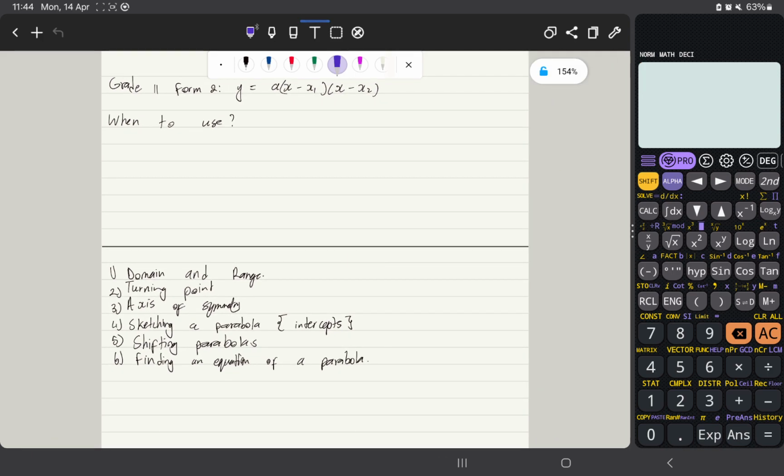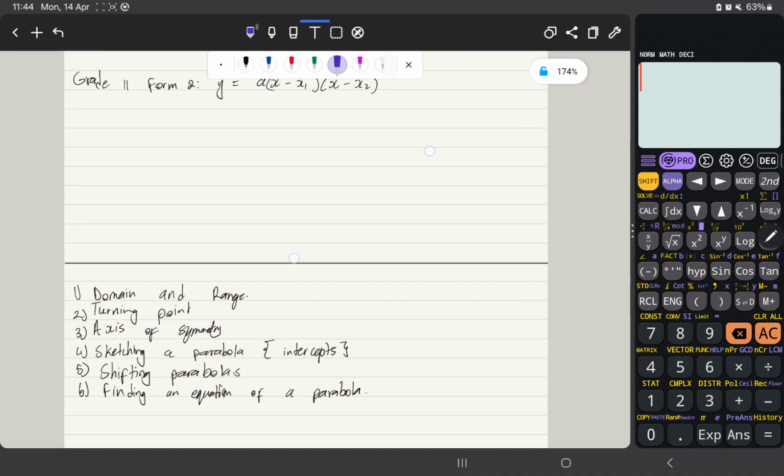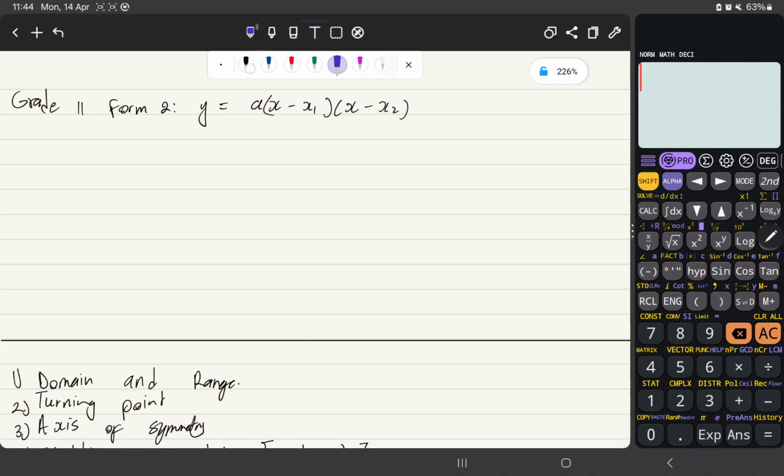There's a very important question for both form 1 and form 2, and that question is, when do we use form 1 and when do we use form 2? So let me erase this. These things right here, they are the what? They are the x-intercepts, so the x values of your x-intercepts.